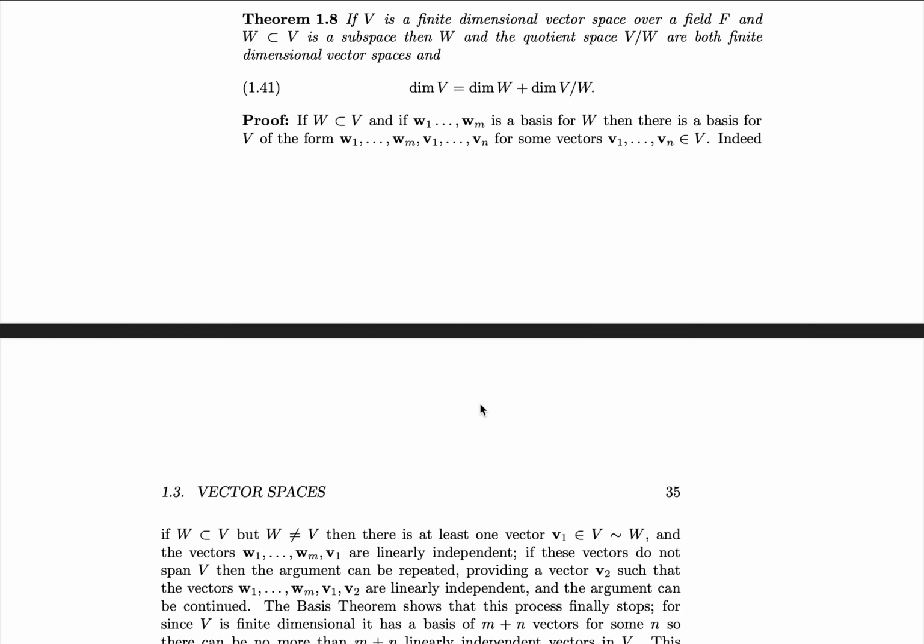For now, let's proceed with the proof, which says: if W is a subspace of V, and if W1 up to Wm is a basis for W, then there's a basis for V of the form W1 up to Wm, V1 up to Vn, for some vectors V1 to Vn in V. Indeed, if W is a subspace of V, but W does not equal V, then there's at least one vector, V1, which is in V except for W. That is, we're just trying to think about a basis for W and then extending it to a basis for V.